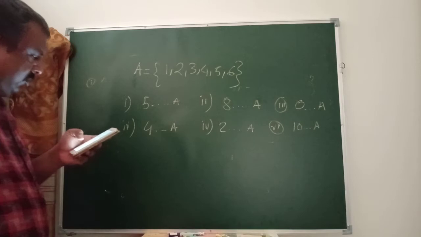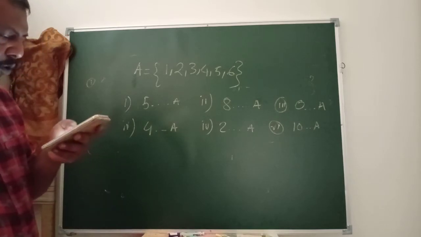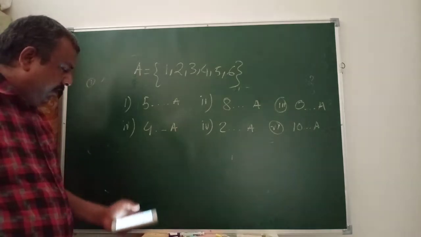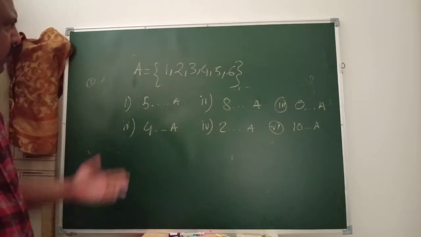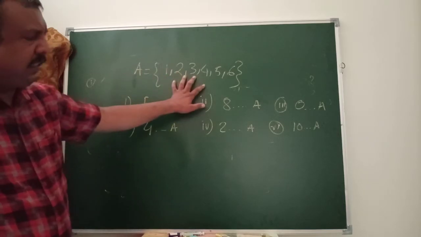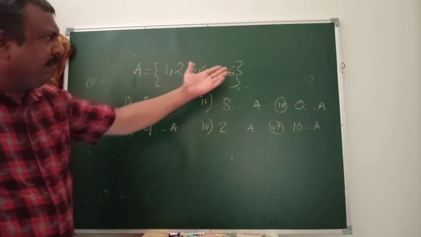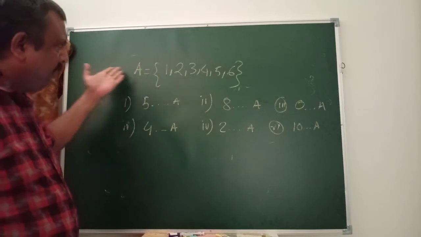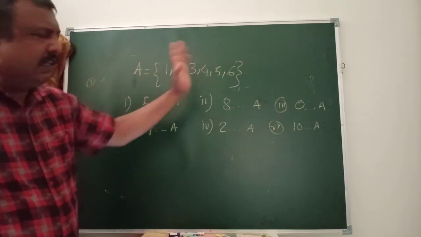So beta, here the question is to insert the appropriate symbol, belongs to or does not belong to, in the blank spaces, है ना. So as you know, this is the set A and it is the collection of the natural numbers which are less than 7. In other words you can also say that it is the collection of whole numbers greater than 0 and less than 7, है ना.